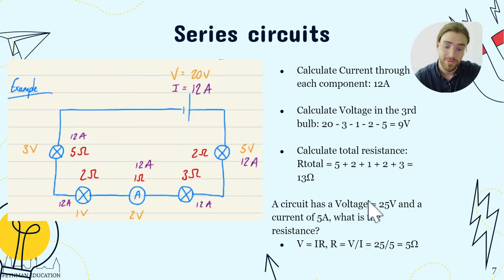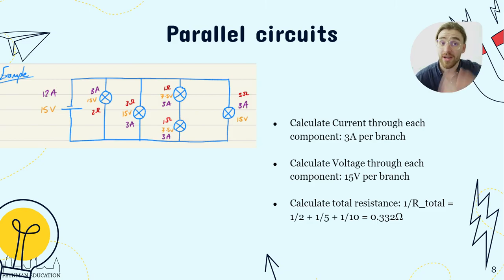And if we say a circuit with a voltage of 25 volts and a current of 5 ampere, we're just going to put it in our Ohm's law equation, and that is going to give us a resistance of 5 ohms. Now in a parallel circuit, however, our current is going to be split up equally between each branch. So it's 3 ampere per branch.